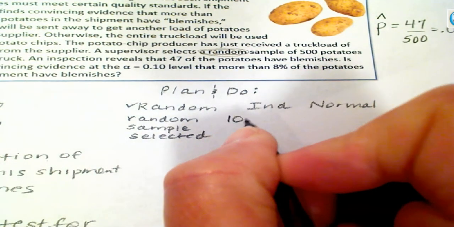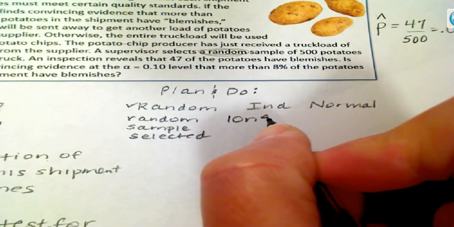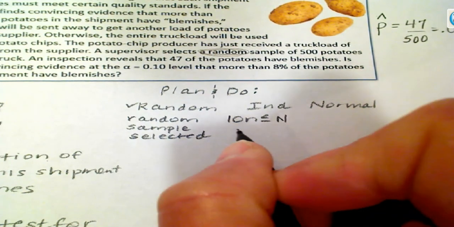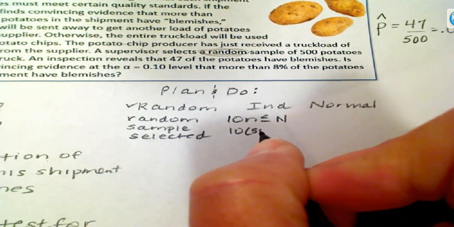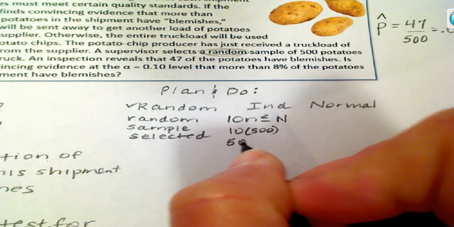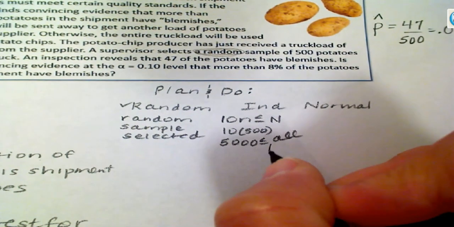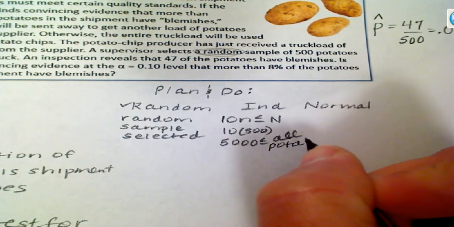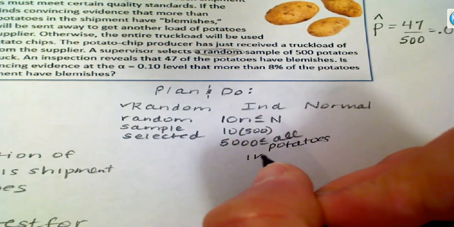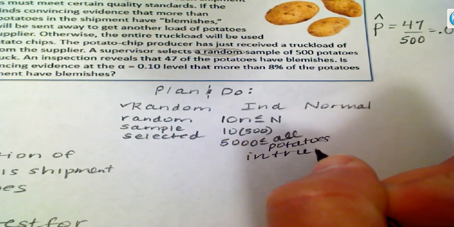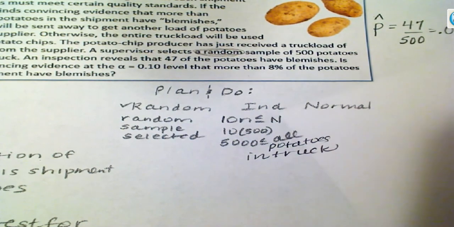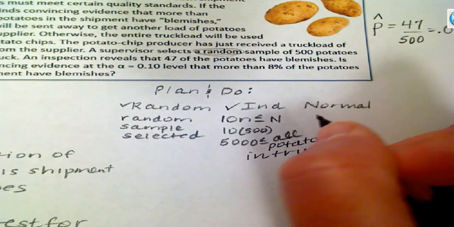Independent, 10 times n is less than or equal to capital N. So there are 500 in the sample, and I'm pretty sure that 5,000 is going to be less than all the potatoes in the shipment or in the truck. Let's just say in the truck. Okay, so that one's met. And then the last one is normal.